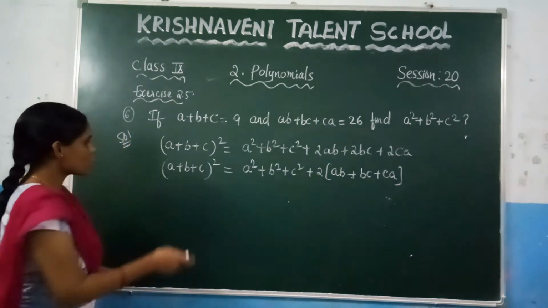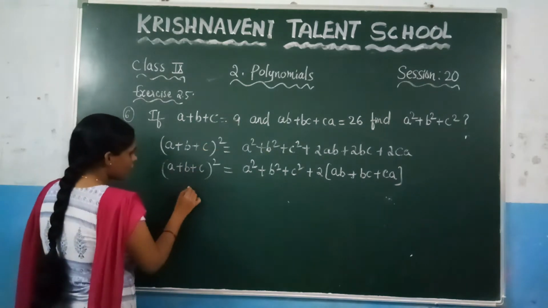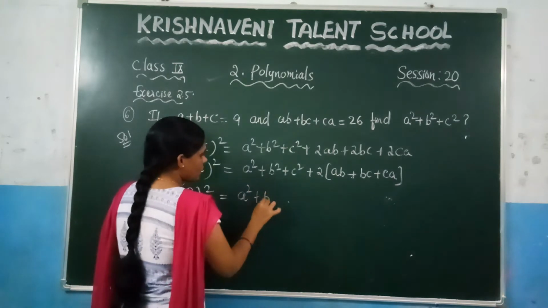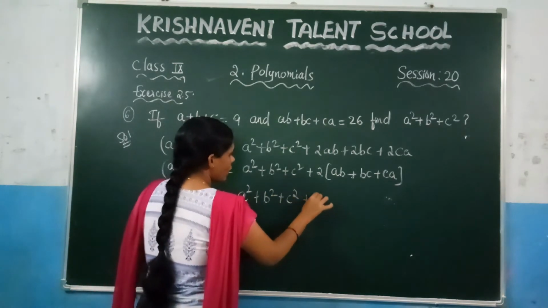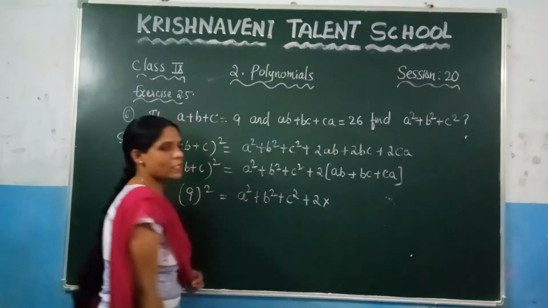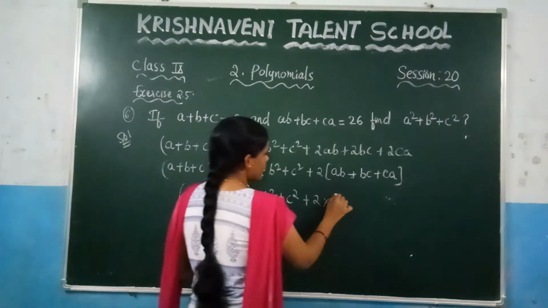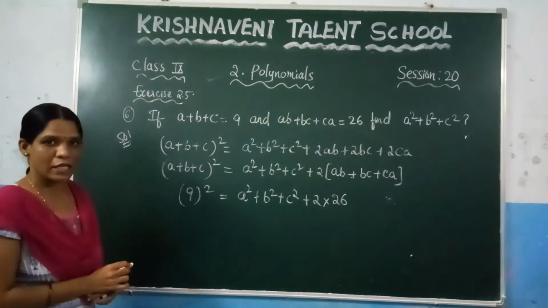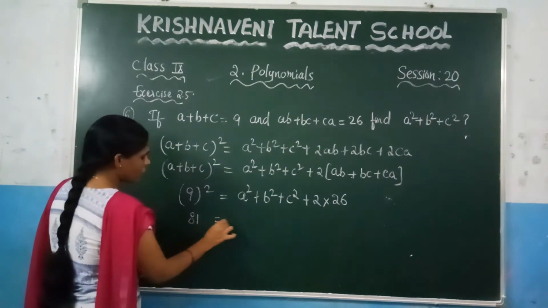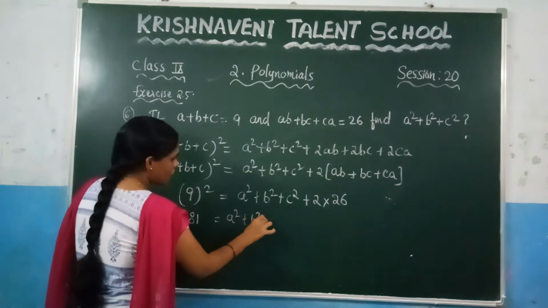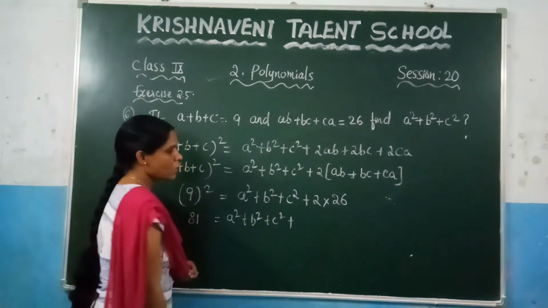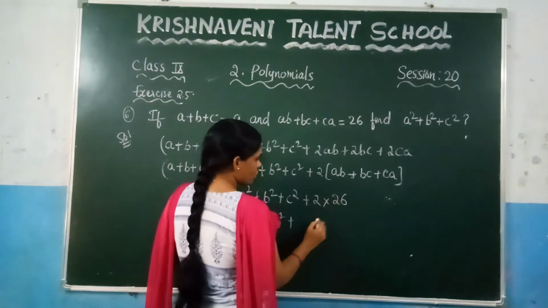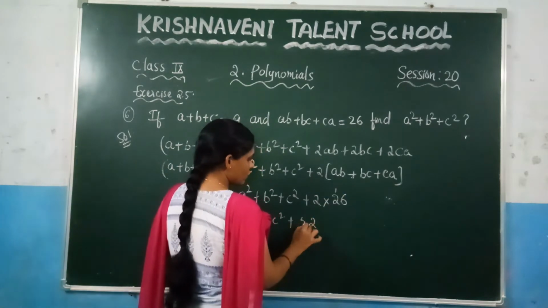So substitute here. What is the value of a plus b plus c, which is 9? So you will get 9 square is equal to a square plus b square plus c square, plus 2 times the value of ab plus bc plus ca, which is nothing but 26. Now what is the value of 9 square? 9 into 9 gives you 81, is equal to a square plus b square plus c square plus, you need to multiply 2 with 26. So what you will get here: 6 2s are 12, 2 2s are 4 plus 1, which is 52.